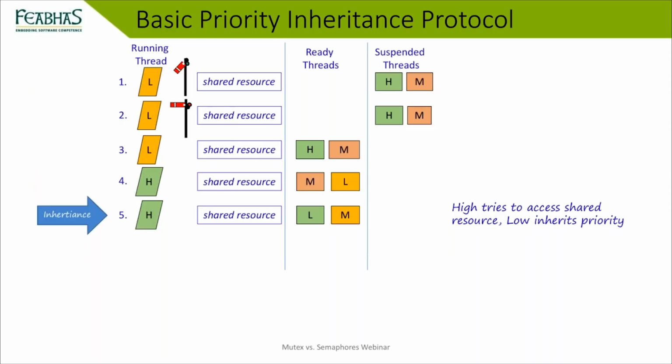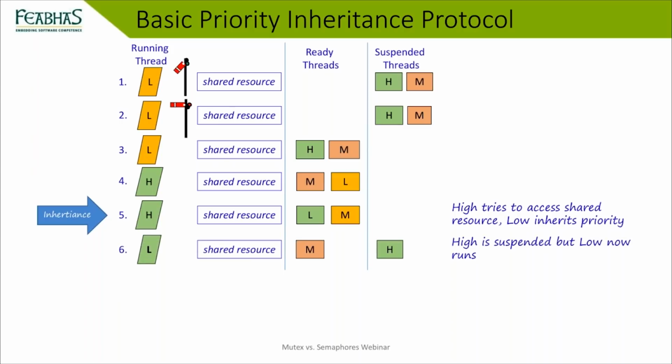And that means on the ready queue, you can now see we've swapped around the medium and the low threads. So now the low thread is at the head of the ready queue because it's got the priority of the high thread. And that means we now suspend the high priority thread as we would expect, but importantly, the low priority thread with the current dynamic high priority runs.